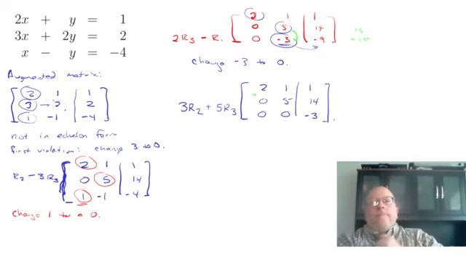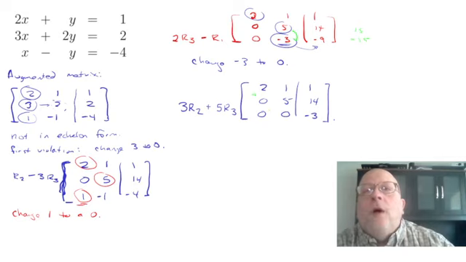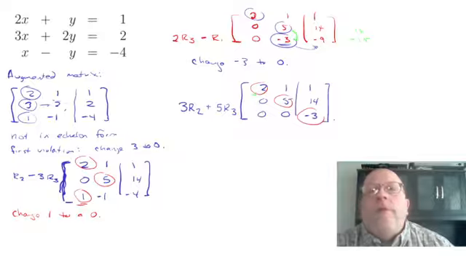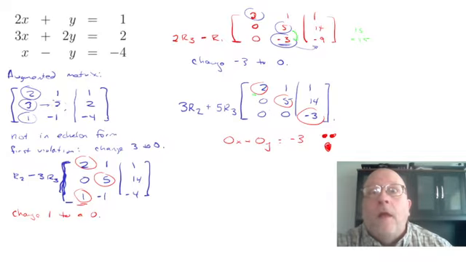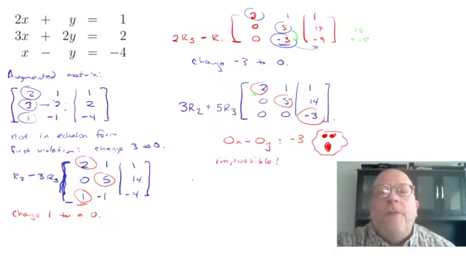All right. This is now in echelon form. My leading entries are indeed moving in the order we want them to, left to right. But let's start at the very bottom equation. The bottom equation says that 0x plus 0y is equal to -3. This is my shocked face. That can't happen. This is impossible. And because this is impossible, this system has no solutions.